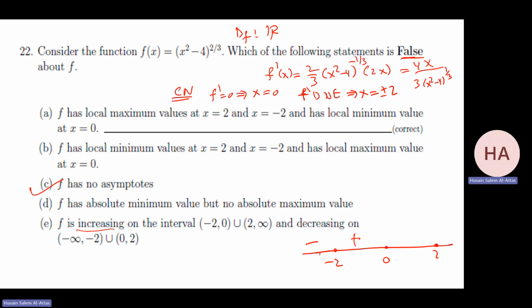Take 1, it will be positive over negative, that will be negative. Take 3, positive over positive, that will be positive. So it's decreasing, increasing, decreasing, increasing. I have local minimum here, I have local max here, and I have local minimum here.